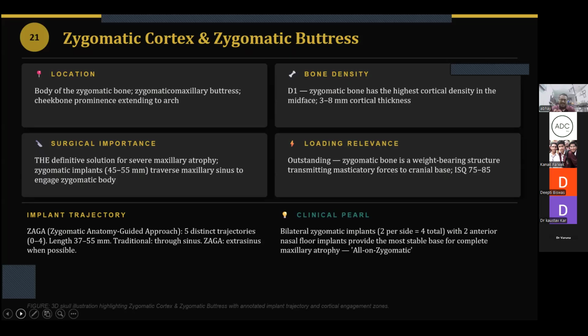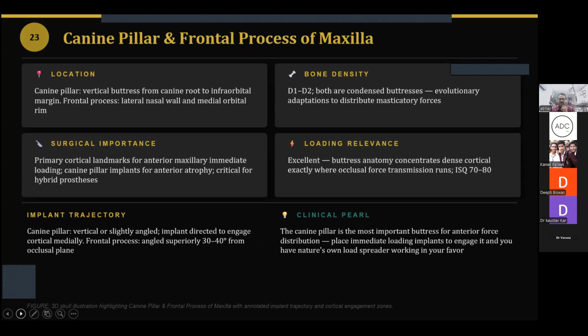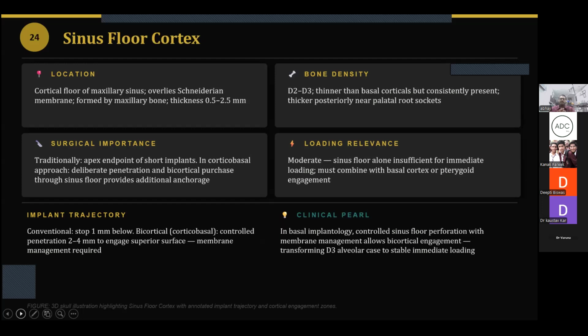Hence, your maxillary atrophy, maxillary resorption becomes slow. More of the pressure is directed outside the maxilla. The forces are taken away from maxilla. Hence, your maxilla is saved. The maxilla lives longer. Canine pillar and frontal process of maxilla is again near the canine fossa and the piriform rims. The sinus floor cortex. Okay.